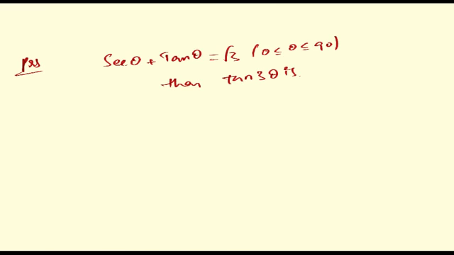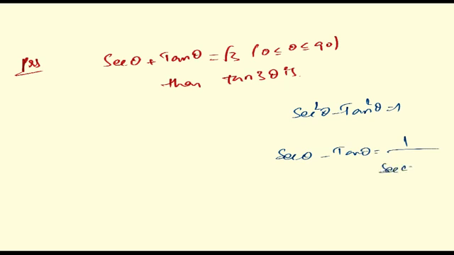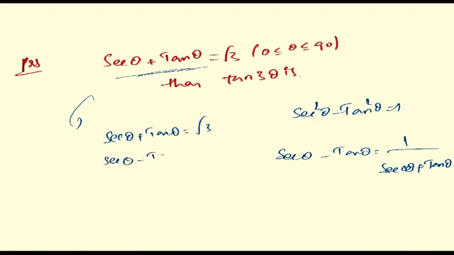Then go to the next problem. So what is there in the next problem? It is given like secant theta plus tan theta is equal to root 3. Then what is the value of tan 3 theta? So we know friends, secant square theta minus tan square theta is nothing but 1. That you can also write as secant theta minus tan theta is equal to 1 by secant theta plus tan theta. So here it is given secant theta plus tan theta is equal to root 3 friends. So from that you can write secant theta minus tan theta is always equal to 1 by root 3.